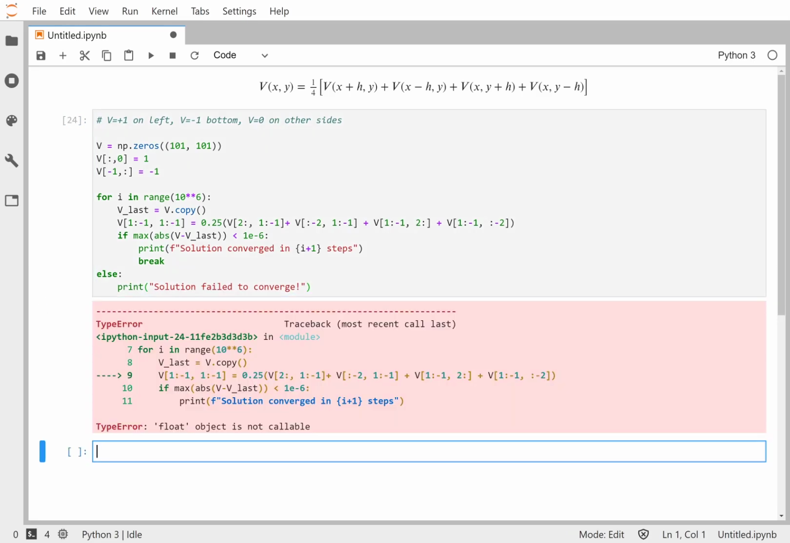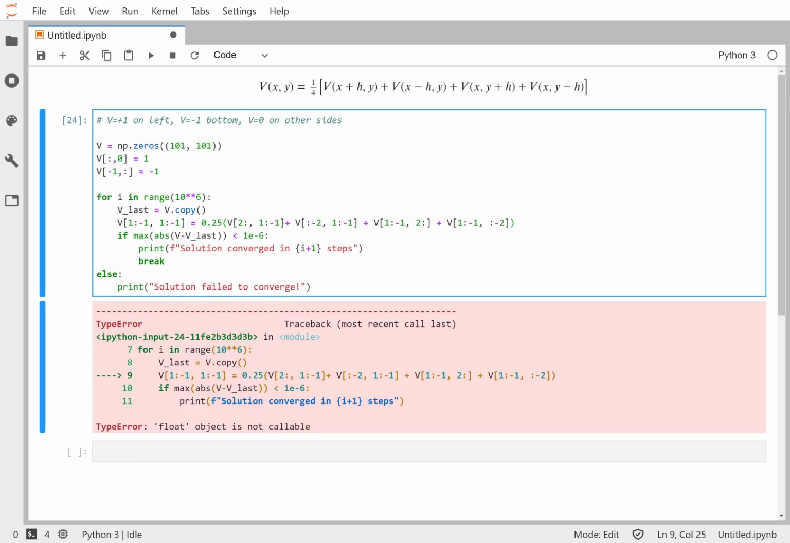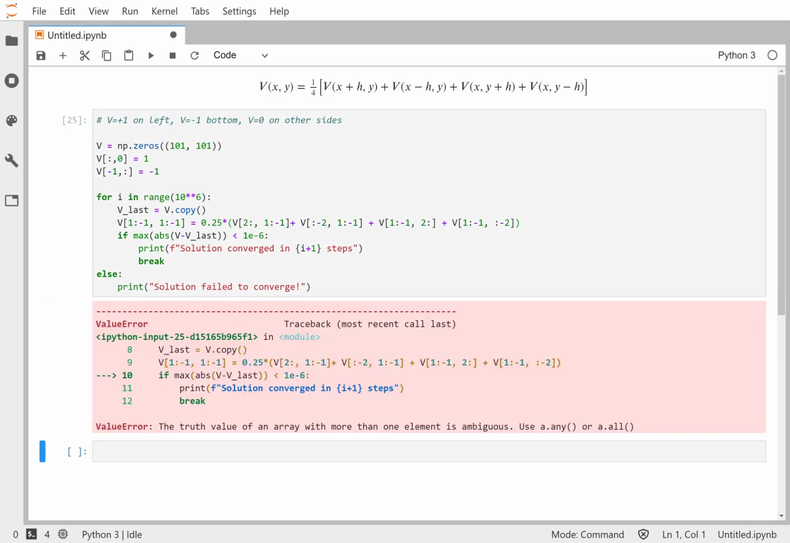All right, and if we run this, oh, what did we do wrong? Float object is not callable. Oh, I forgot to multiply. Yes, and now we get the second error message. This one was actually intentional. The previous one was an oversight. This one I meant to have happen.